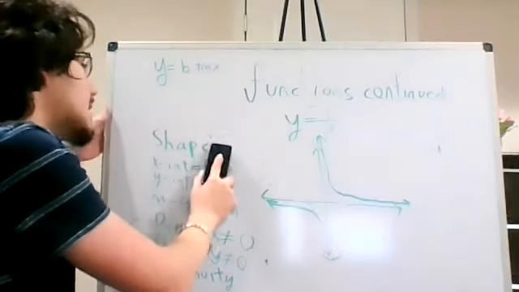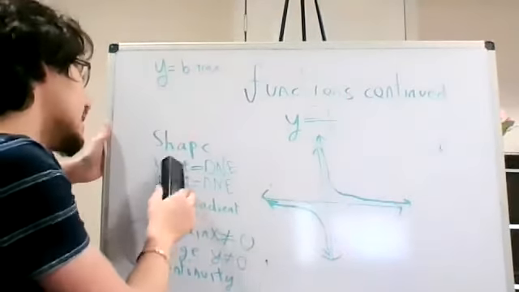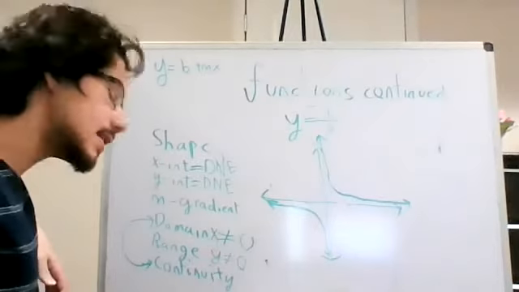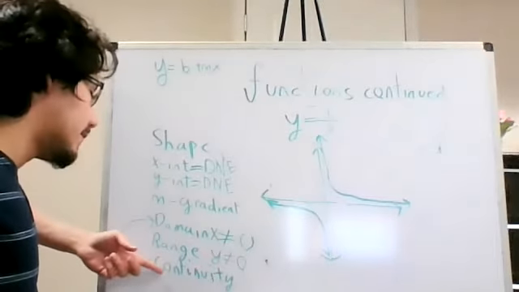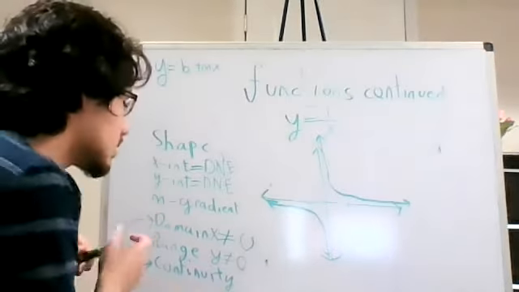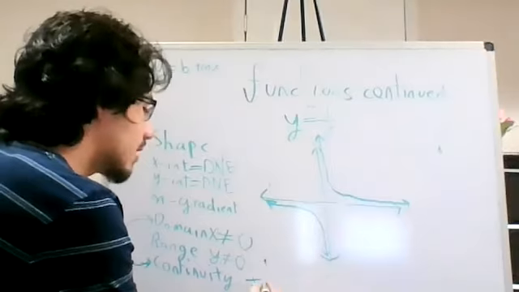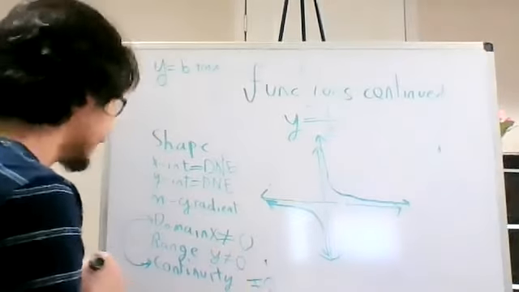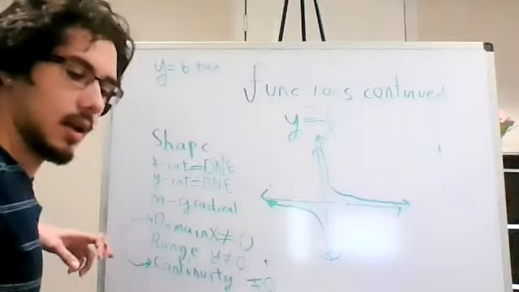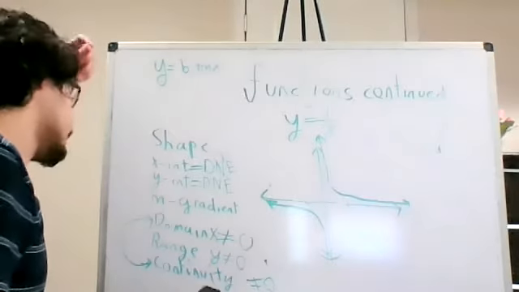But that is how we found the shape using our understanding of the x-intercept, the y-intercept, the domain, and the range. And we can say that the function is continuous in the exact same way that the domain is, so that the function continues for all of the x values that were not 0. So that is how we use the domain and the range.